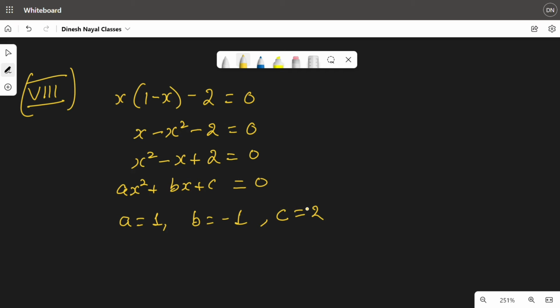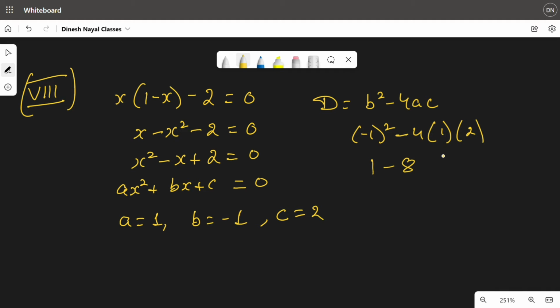So applying the formula, d is b square minus 4ac. So b is what? This is minus 1 whole square minus 4 into 1 into 2. So that becomes 1 minus 4 into 2 is 8, which is minus 7. So this is less than 0, hence no real roots, or you can say the roots are imaginary.